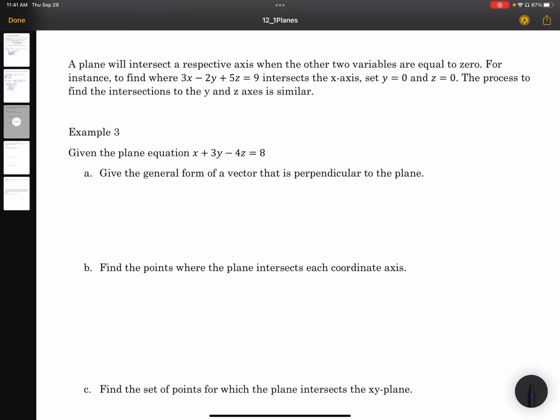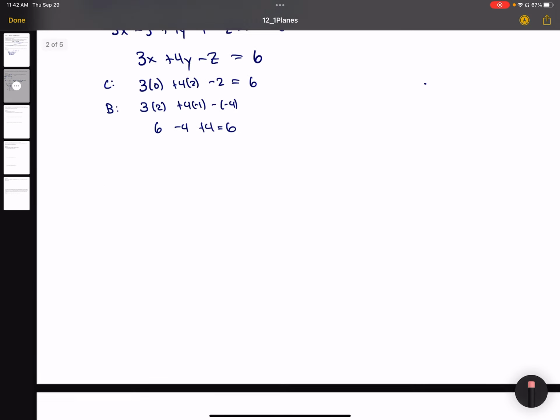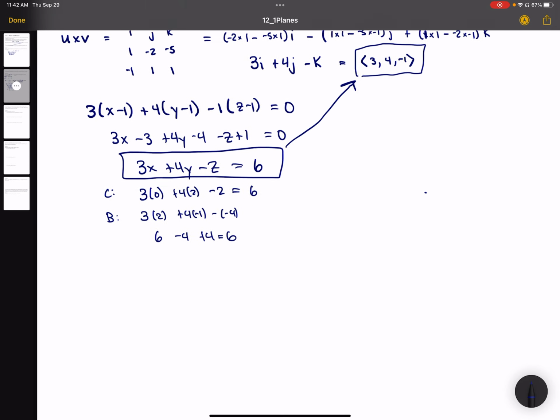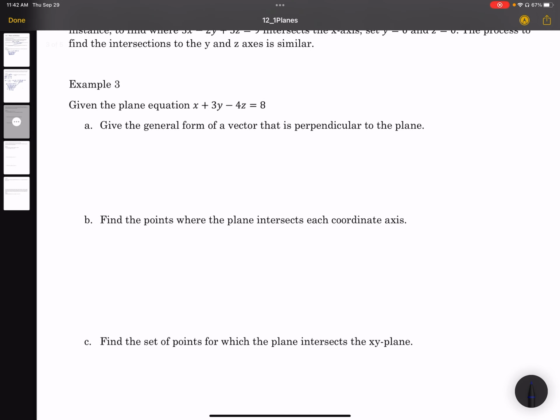So for example 3, we need to find the general form of a vector that is perpendicular to this plane. If we go back to our previous example, the normal vector that we got was 3, 4, negative 1 after we did our cross product. Notice that for our formula for the plane, the coefficients of x, y, and z correspond to the components of our cross product. So that's our normal vector, the coefficients of the variables. So the general form is going to be, it could be any multiple.